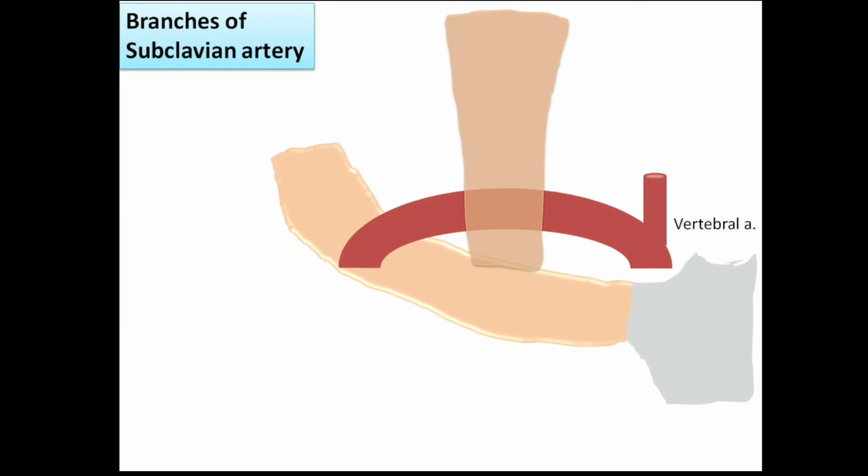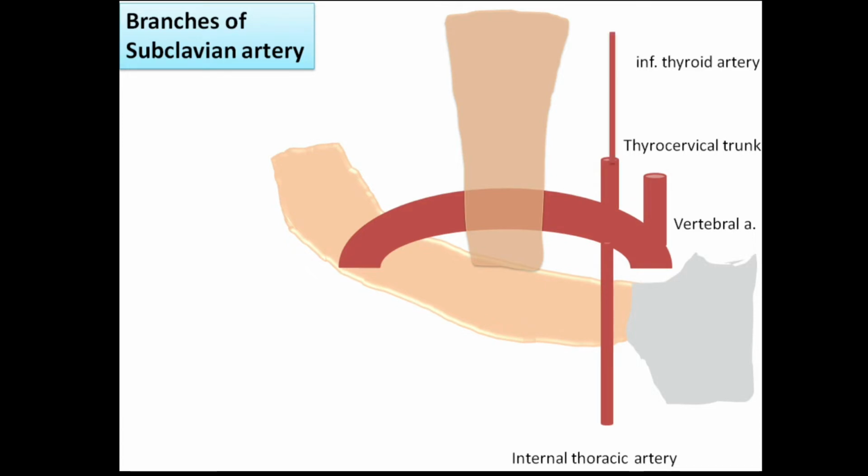The first part gives rise to vertebral artery. Then it also gives rise to the internal thoracic, also known as the internal mammillary artery, and thyrocervical trunk. From the thyrocervical trunk, it gives rise to inferior thyroid artery, suprascapular artery, and transverse cervical artery.